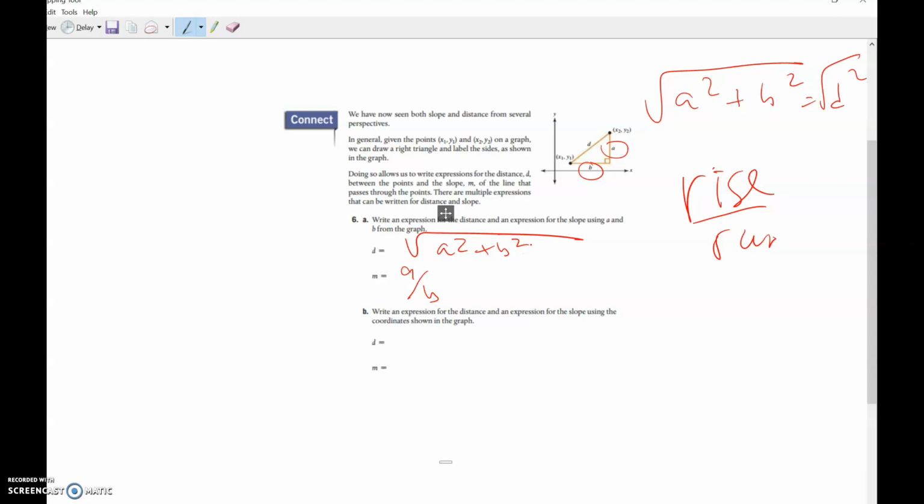Okay, so in B, it says write the equations or expressions of distance using the coordinate system. All right, so this is using the formula y2 minus y1 all over x2 minus x1. So that's the definition of slope we're using here. We're trying to use the ordered pairs.